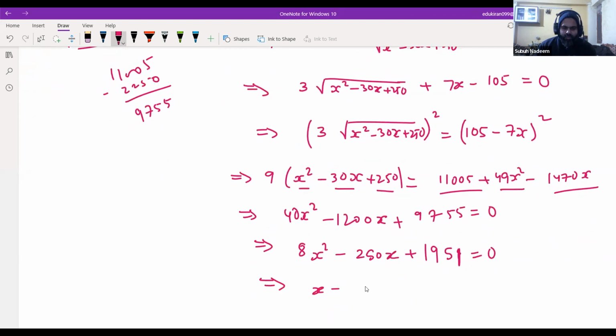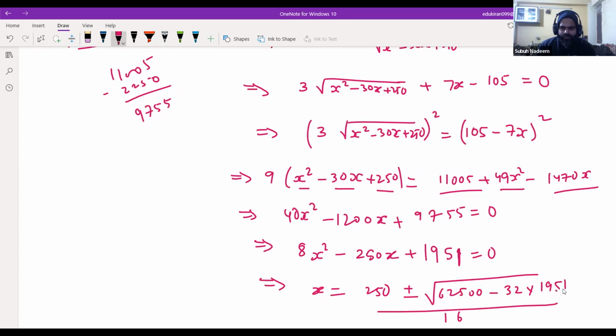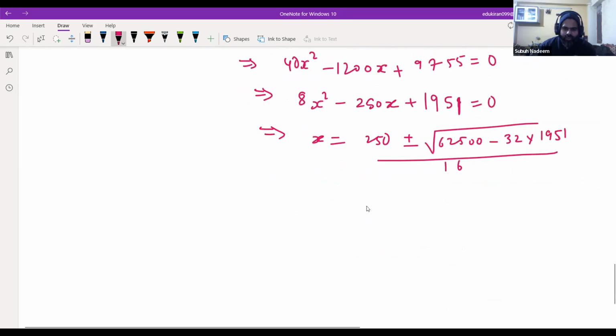So x will be equal to, there are calculations here also, minus b plus minus root over b square, that will be 62500 minus 4ac, that is 32 into 1951, by 2a, that is 16. So it will be 250 plus minus. Are you along with me? Yes, sir.